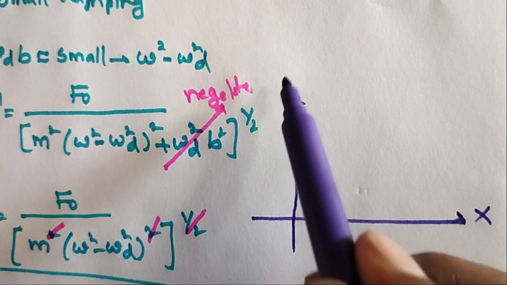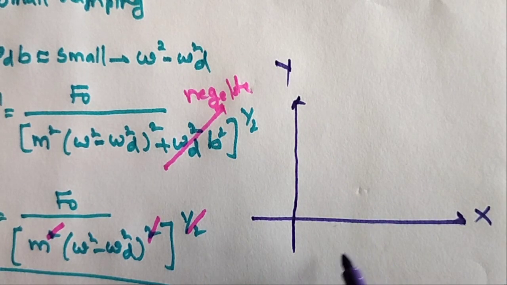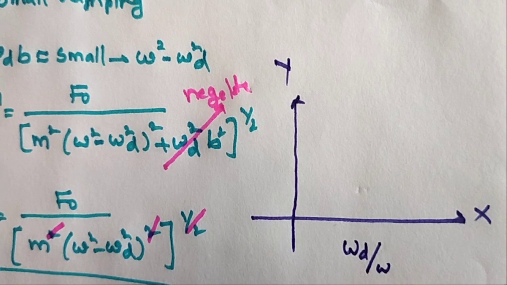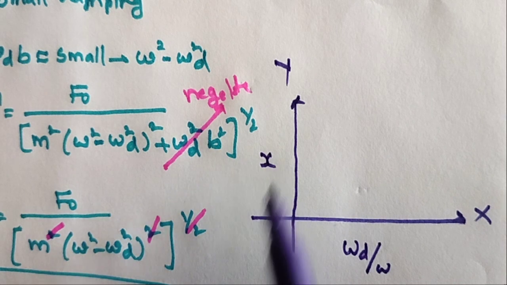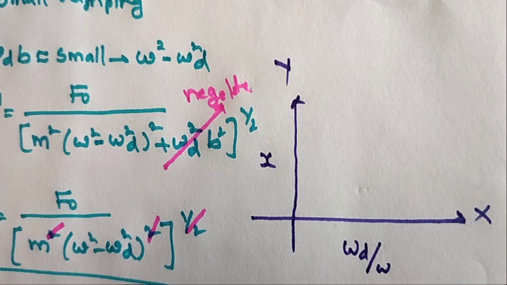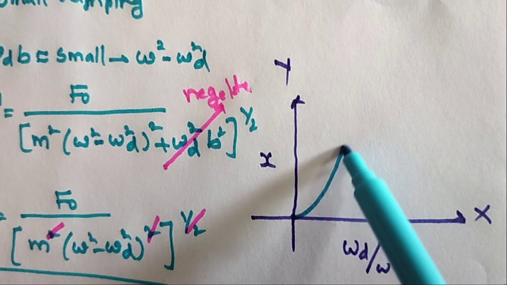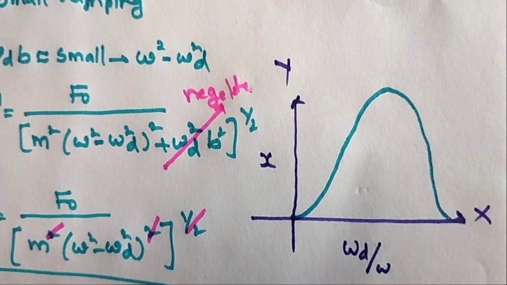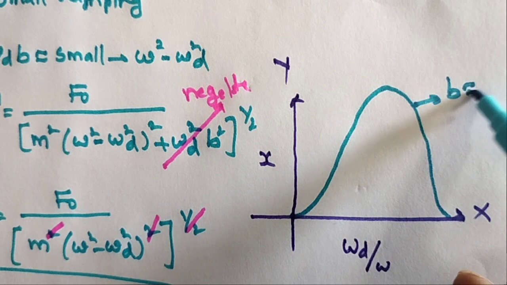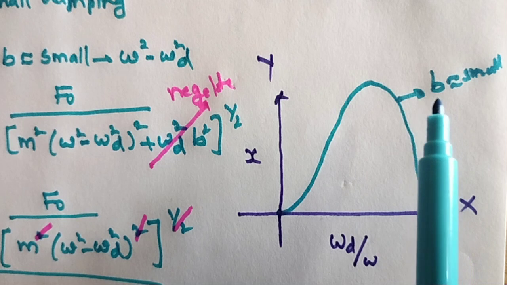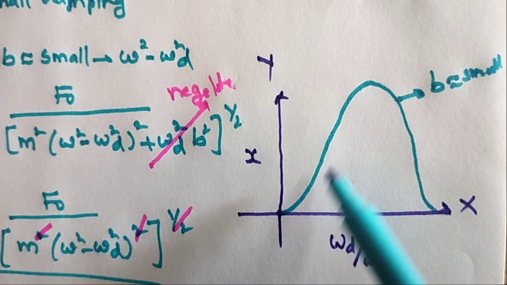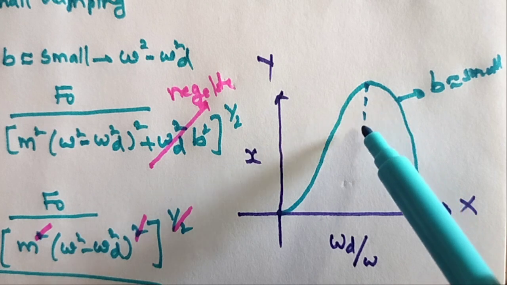This is the x-axis, this is the y-axis. In the x-axis I am taking omega d by omega, and in the y-axis I am taking displacement x. Where damping is very small, this is a peak value. Damping means b is equal to a very small value. Their amplitude gives the maximum value.